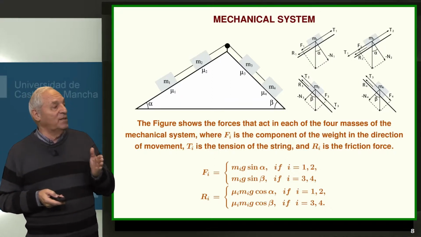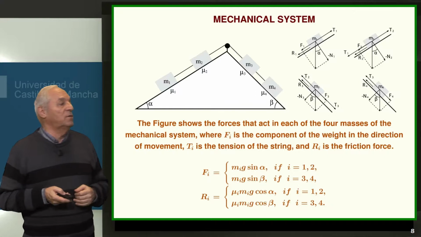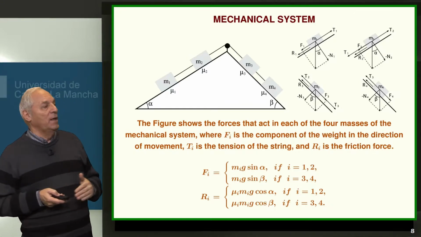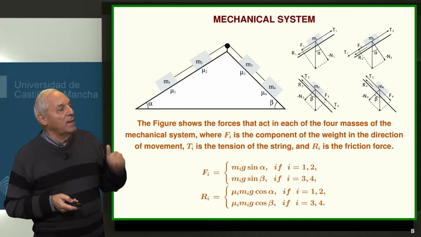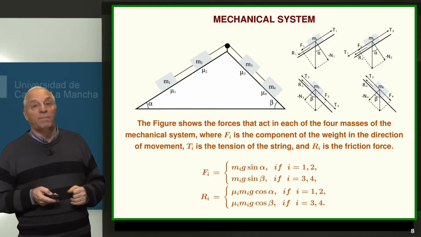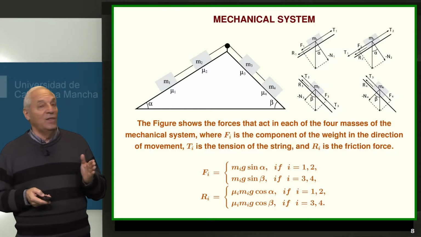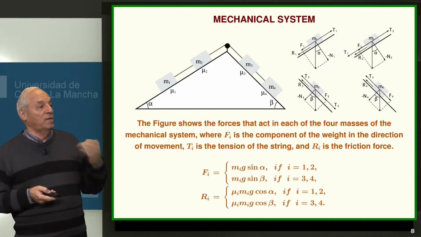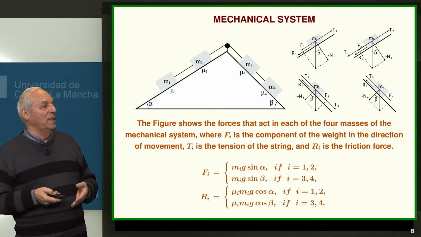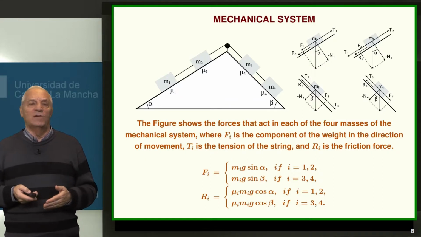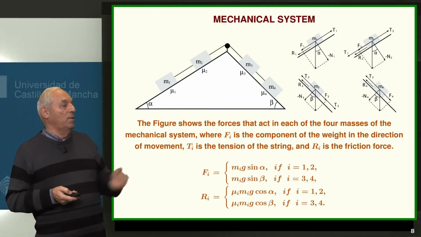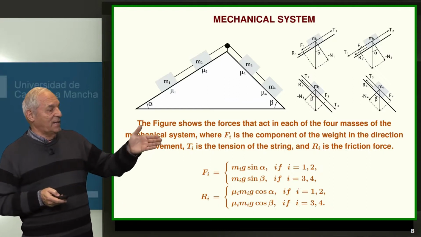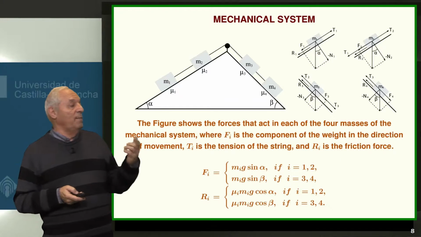In the case of the mass m2, we have two ropes, one at the top and another one below. Therefore, there are two forces, one is T2, and another is T1, in the opposite direction, and its weight appears, which is the vertical force, which decomposes into F2, which is parallel to the inclined plane, and N2, which is perpendicular to it. Then, another friction force appears, R2, which is its coefficient of friction μ2 times N2, and we can do the same with the other two masses.